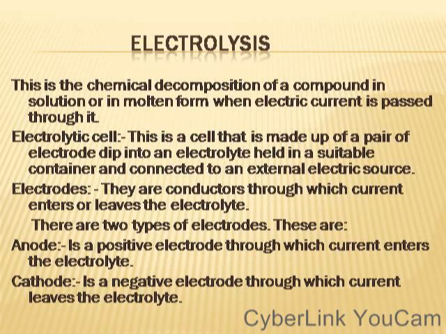Now, let's move to electrolysis. Electrolysis is the chemical decomposition of a compound either in molten form or in solution when electricity is passed through it. That is what electrolysis is. Now, on this electrolysis, we are going to be looking at some terms which we are going to be referring to when we are explaining the mechanism of electrolysis.